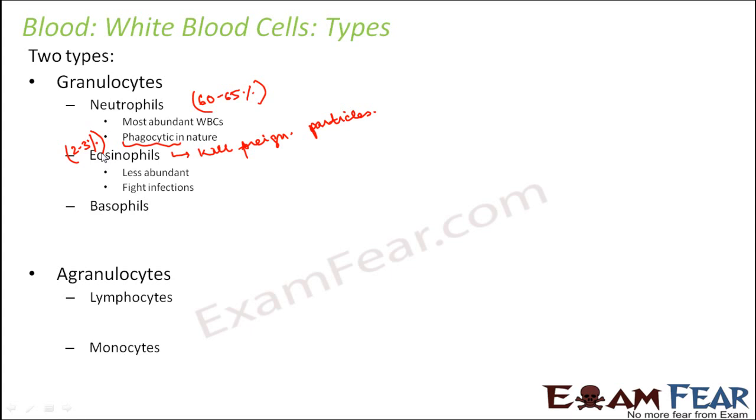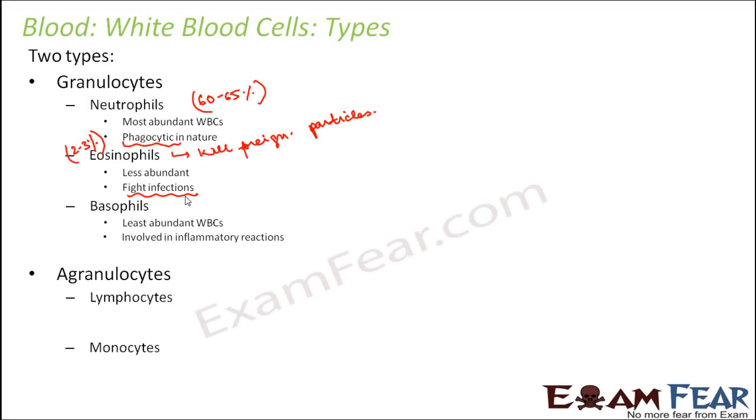Now these eosinophils help to fight infections or allergic reactions. So that is how they help you to protect against diseases. Third one is basophils, and they are again the least abundant WBC. So their percentage is even lesser than the eosinophils, and they are involved in the inflammatory reactions. So if you look at the different types of WBC, you see all of them help to protect your body in some way or the other. Some of them kill microorganisms or foreign particles. Some of them help to protect you against infection and inflammatory reactions.